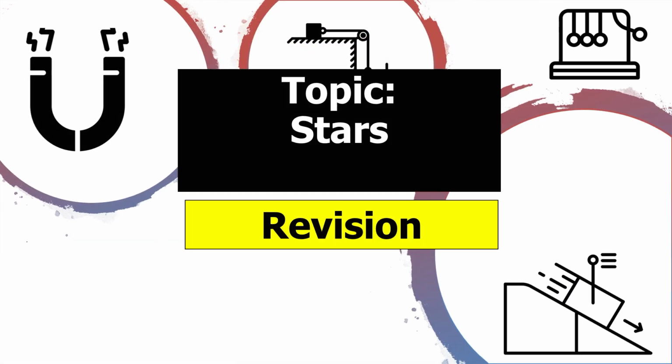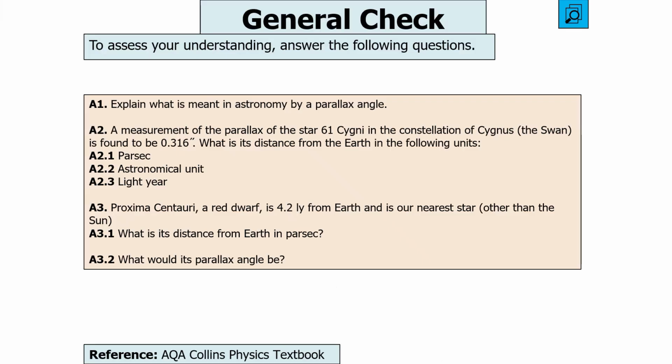Let's now have a look at some questions on the stars topic of the astrophysics option for AQA A-Level Physics. The first question says, explain what is meant in astronomy by a parallax angle. Then a measurement of a parallax of a star 61 Cygni in the constellation Cygnus is found to be 0.316 arcseconds. What is its distance from the Earth in the following units? In parsecs, astronomical units, and in light years.